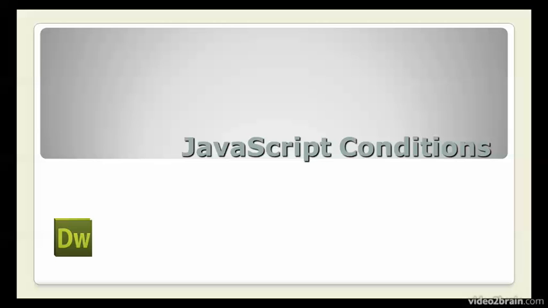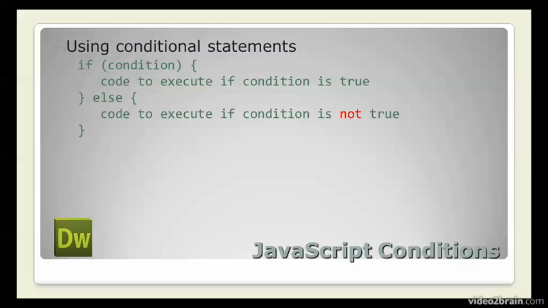JavaScript is capable of taking different courses of action depending on the circumstances. In common with other programming languages, it uses conditions to determine what action to take. You place the condition in parentheses preceded by the if keyword. The code associated with the condition is placed in a pair of curly braces after the condition, and the code inside those curly braces is executed only if the condition is true.